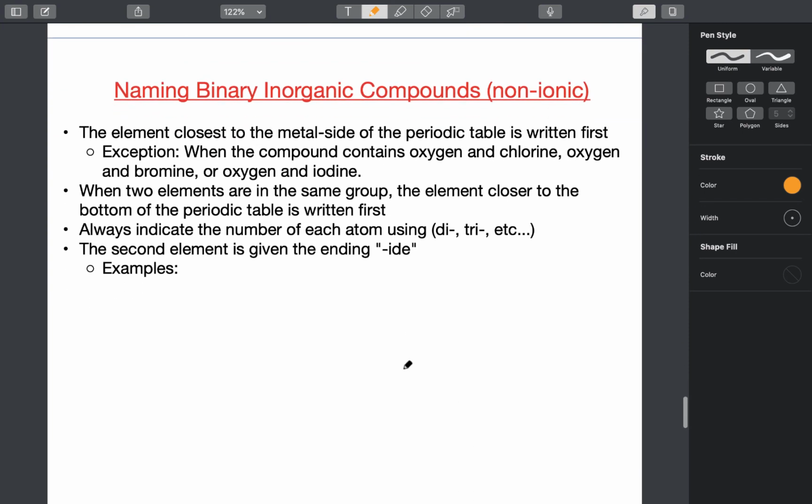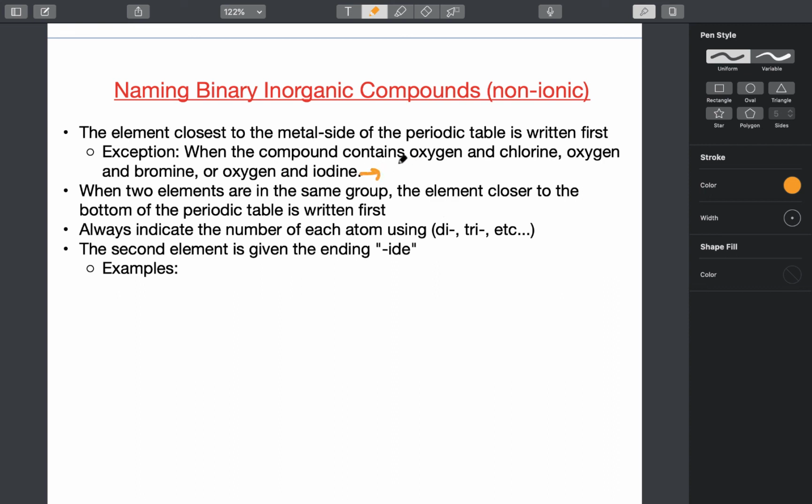So the last little bit we have to talk about is the naming of binary inorganic compounds. However, these ones are non-ionic. So here are the rules we have here. So the first rule is that the element closest to the metal side of the periodic table is always written first. However, we have some exceptions. When the compound contains oxygen and chlorine, oxygen and bromine, or oxygen and iodine, you put the oxygen at the end of the word. So those are the exceptions.